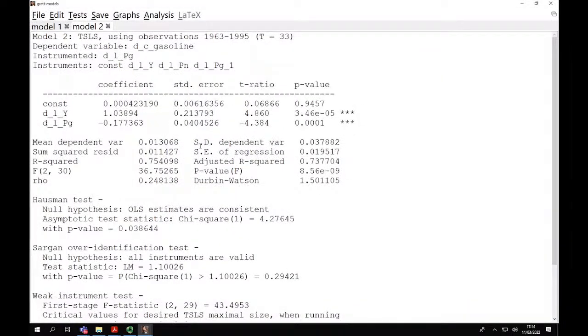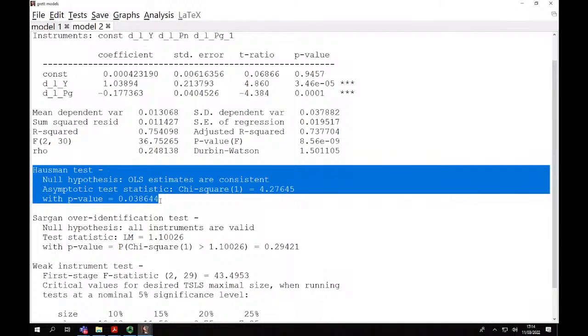What I observe in this estimate now is that the sign of the coefficient is still in line with the theory, but I have a drop in the elasticity of gasoline consumption. It is significant, you can see the t ratio, but there is a drop from minus 0.21 to minus 0.17, and we learn to look at this Hausman test.